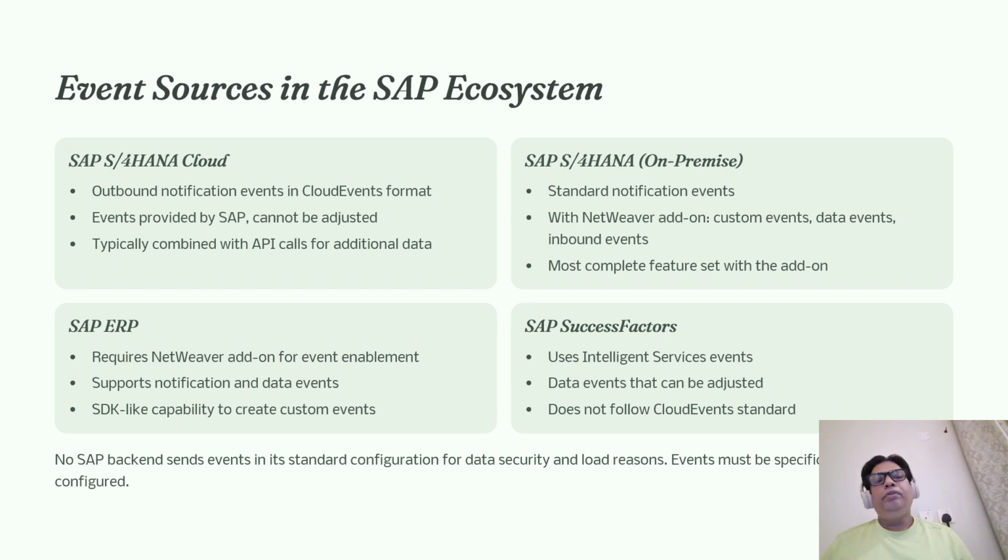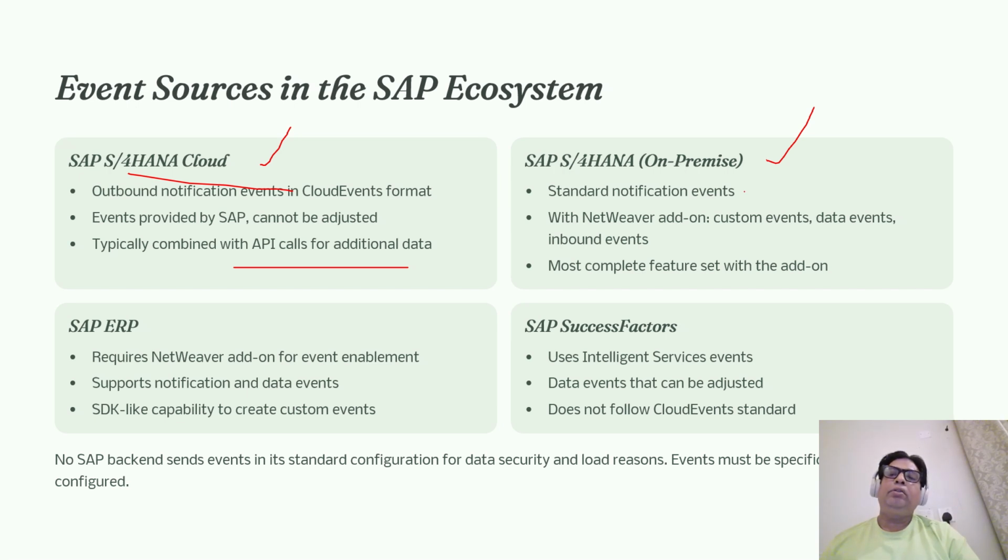Okay, and we can configure S/4HANA Cloud, which is the cloud environment, and send outbound notifications to the cloud environments in a format and event provided by SAP that cannot be adjusted. Generally, it is combined with API calls for additional data. So S/4HANA Cloud you can use, and there is also the on-premise S/4HANA ecosystem. We can configure on-premise S/4 also.